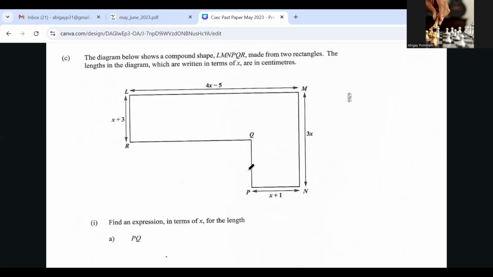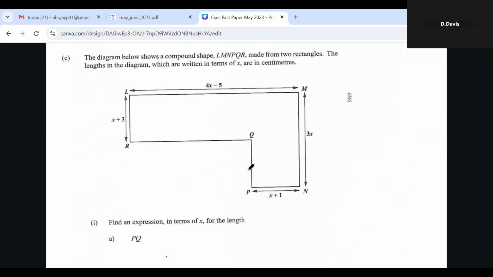Okay, so it says here the diagram below shows a compound shape LMNPQR. No, what? What happened? You want me to go back? No, it's not that. What?